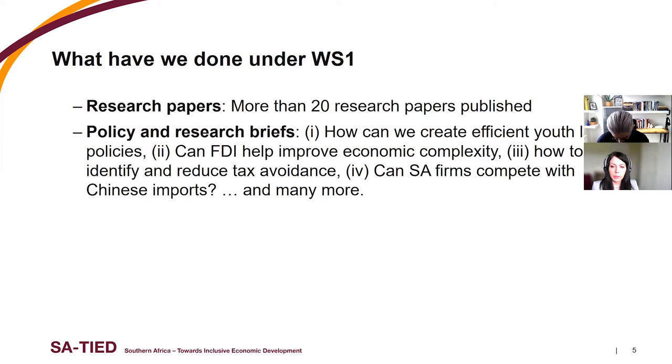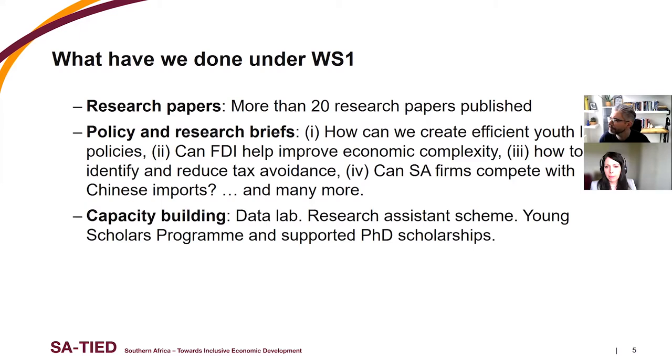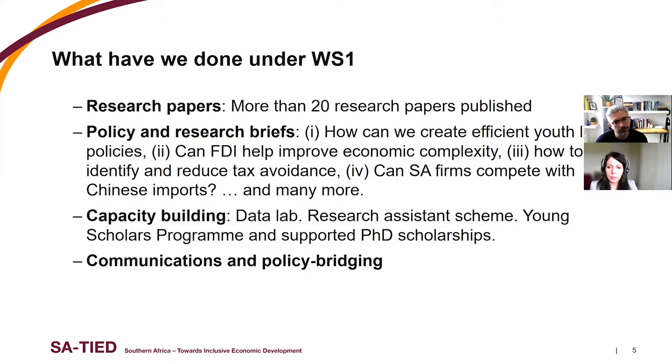This is just examples. And as I mentioned, the capacity building is basically we built the data lab together with National Treasury and made support staff available to researchers. There was a research assistance scheme, a young scholars program, and we also supported PhD scholarships. So a lot of capacity building, but also a lot of dissemination activities under this work stream. And today, as you can see, this is part of the communication and policy bridging that has been taking place throughout the project and will continue hopefully in the future as well.